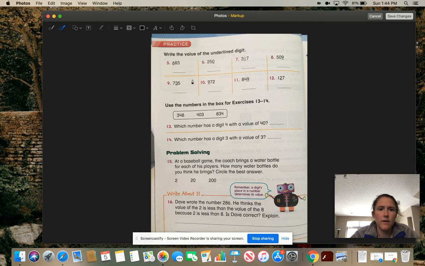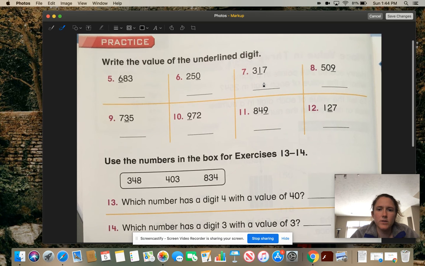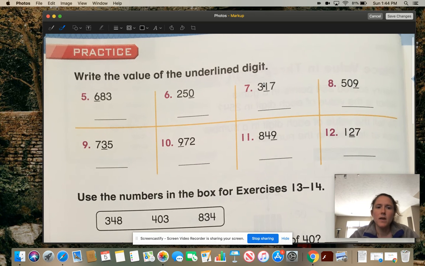Now I have write the value of the underlined digit. So we're doing the same thing as we did on the front. I want you to go through, and you can just pause my video, and when you're done, I want you to do numbers 5 through 12 on your own. Then you can play the video again and we'll do them together, and you can see if all your answers are right. So go ahead and pause.